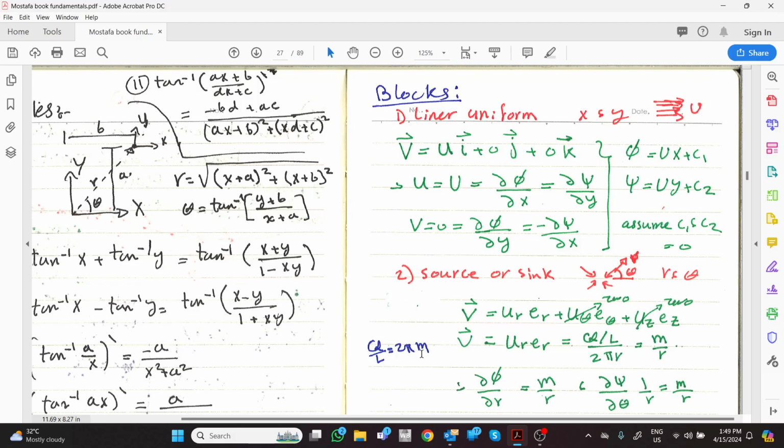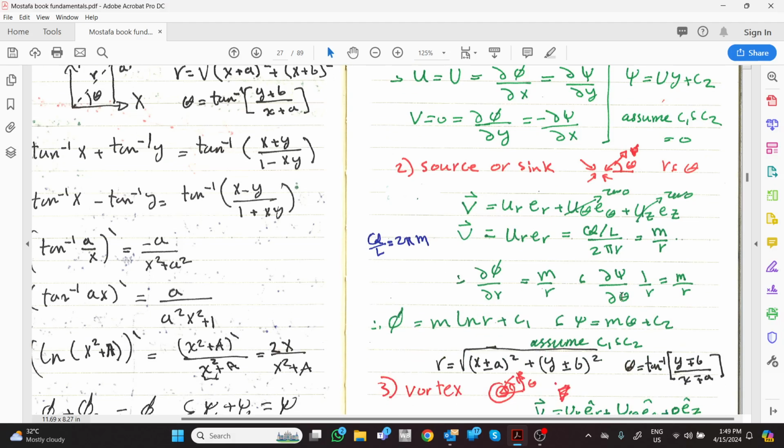Magnitude, it is the flow rate per unit length. Q per unit length is 2π m. So we can write that the magnitude is equal to, so we can write V equal m over r. It is just an expression.